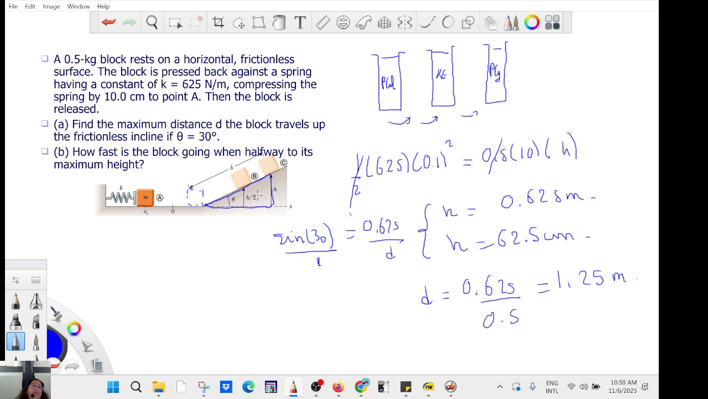Now, you have a different way to do it. You could have said that all that energy is going to be taken away by the work done by gravity. And gravity is doing the work mg sine times d. So all that energy that you had to begin with goes into the work done by gravity. It's gravity who takes the energy away. And you will get the same thing.